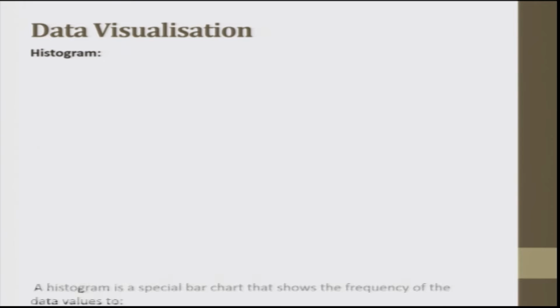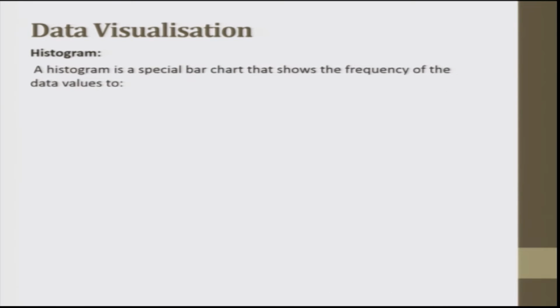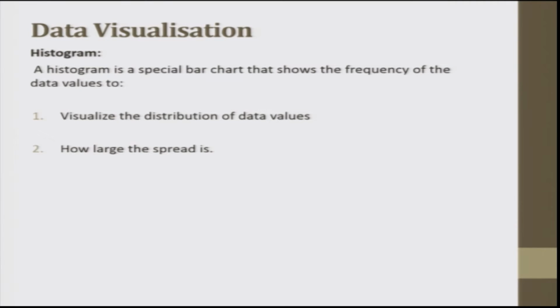A histogram is a special type of bar chart that shows the frequency of the data values, number one to visualize the data distribution of the data values, and number two to know how large the spread is. A histogram is a kind of bar chart. As we discussed in the frequency distribution, we have some intervals here.